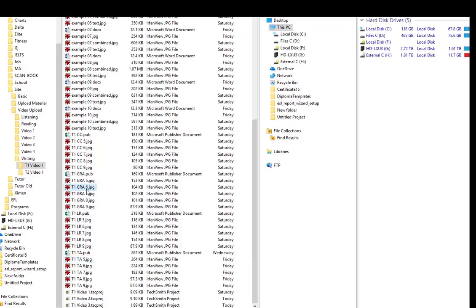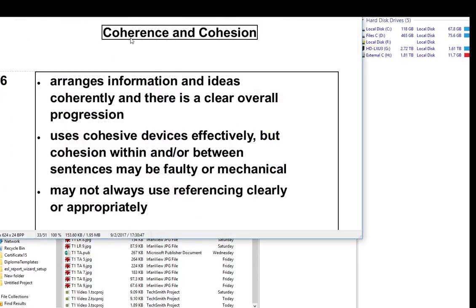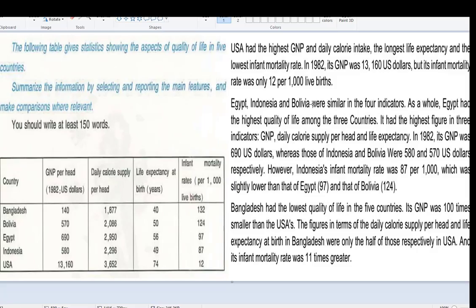Okay, let's see if they can do a little bit better with coherence and cohesion. Okay, so in 1982, its GNP was $13,160, but its infant mortality rate was only 12 per 1,000 live births. I don't know why but is used here, because you are not contrasting a positive and a negative. This is a positive, and this is also a positive. So why use but?